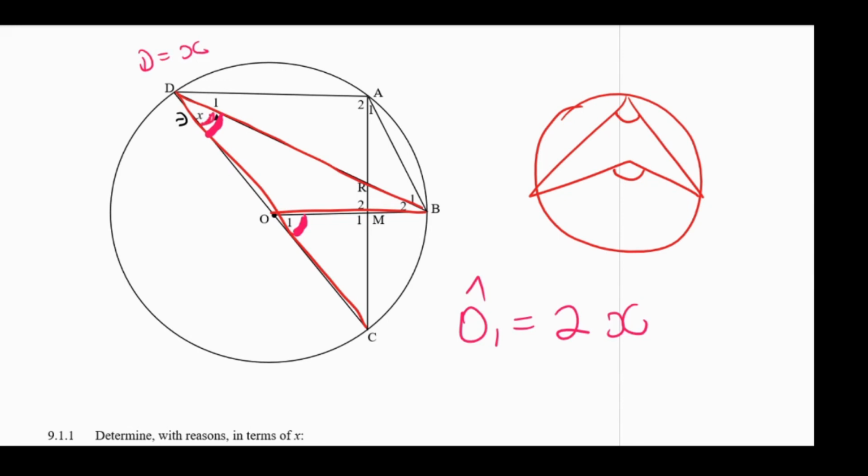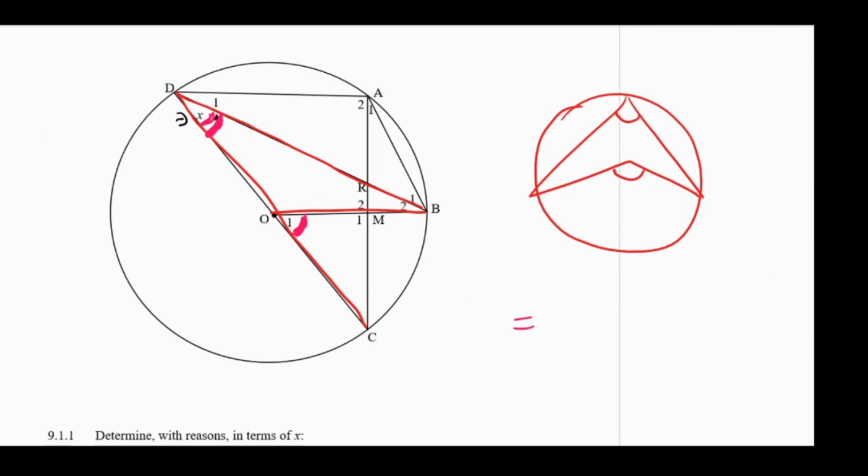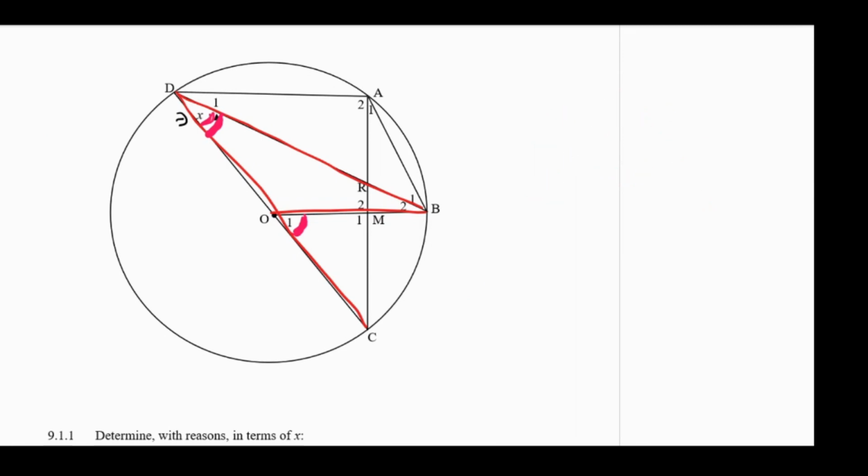This angle at D, you can call it CDB, that angle which is equal to X. So O1 is equal to 2X. The reason is angle at center equals twice the angle at the circumference. So that is the reason for the first answer here. Now we're going to do the B part of the question.